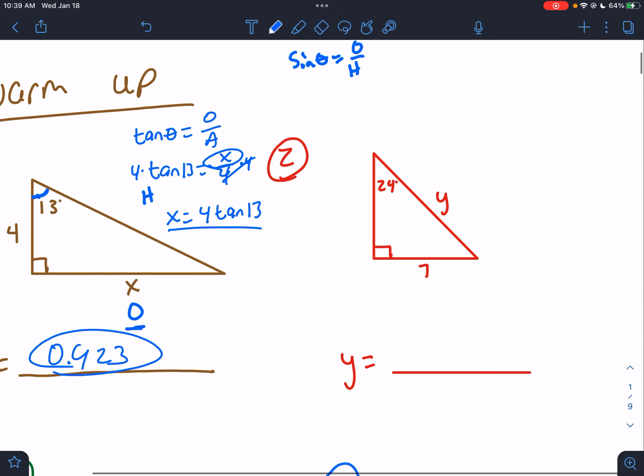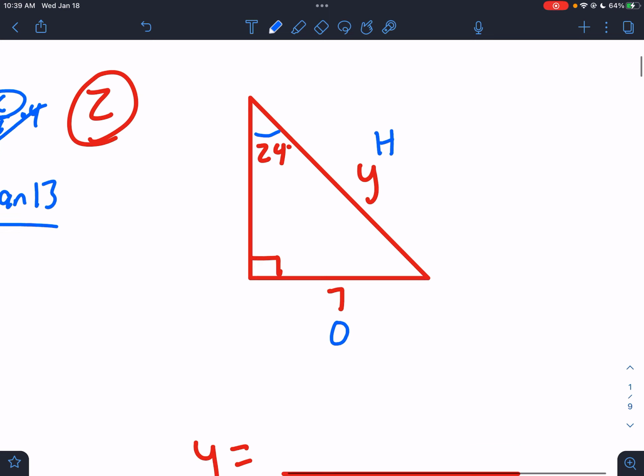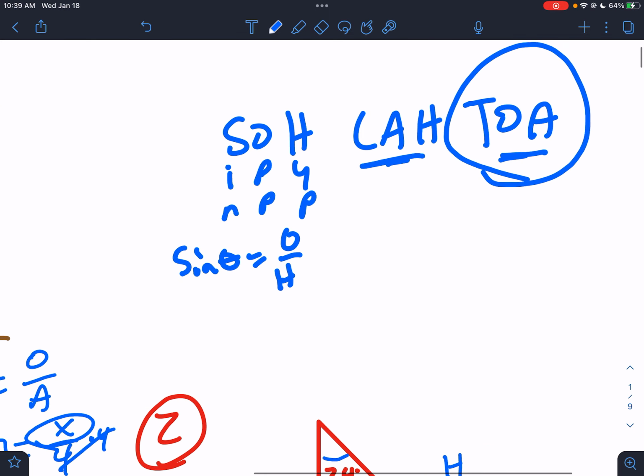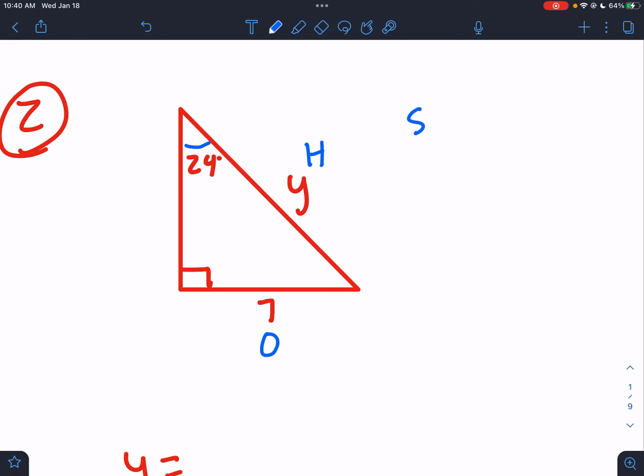Next problem. We have 24 degrees. 7 is opposite my 24. y is the hypotenuse. And that's the SOH part of SOH CAH TOA. So we know it's sine of theta equals opposite over hypotenuse. So we plug in our numbers. The sine of 24 is going to equal 7 over y.